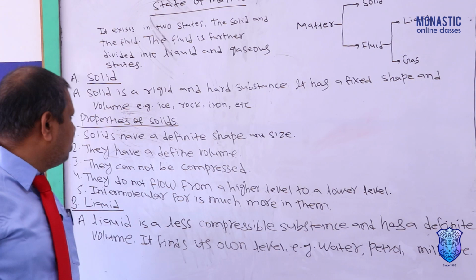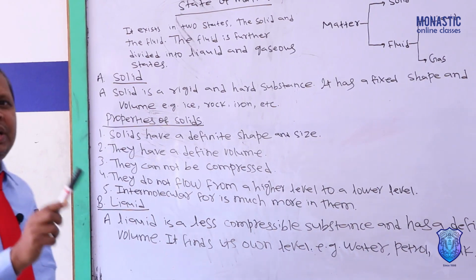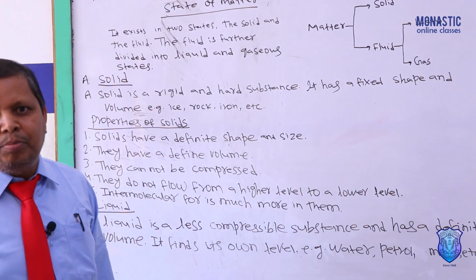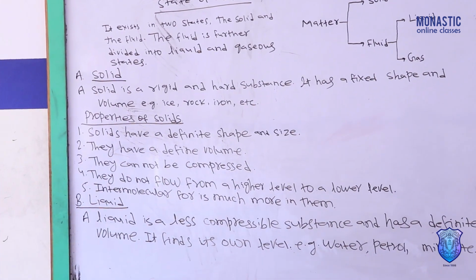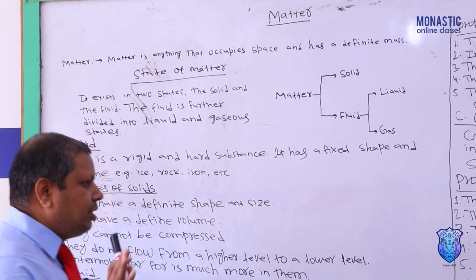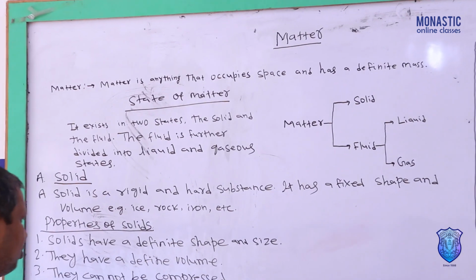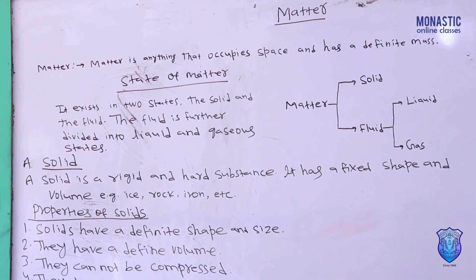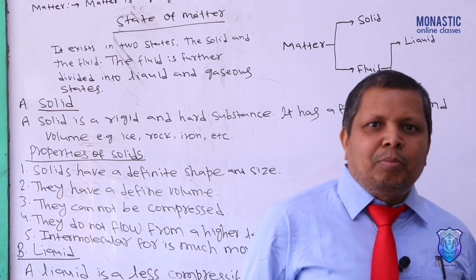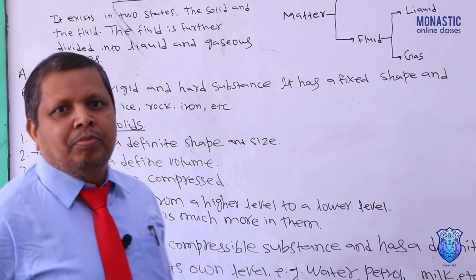Now, properties of solids. Solids have a definite shape and size. They have a definite volume. They cannot be compressed. Why can they not be compressed? In a solid, molecules are closely packed.